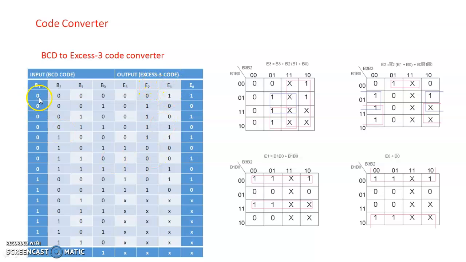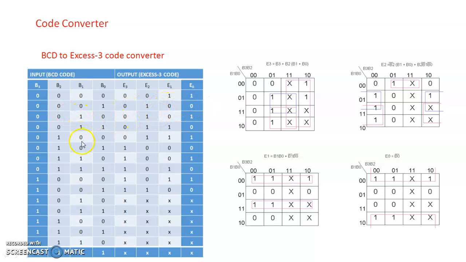So the first input is 0, 0, 0, 0. B3, B2, B1, B0 are the inputs and E3, E2, E1, E0 are the outputs. When we apply the input 0, 0, 0, 0, in XS3 code converter we have to add 3 to this input number. So when we add 3 to this number, we will get 0, 0, 1, 1. In the same way, the next input number is 0, 0, 0, 1, which is the number 1. When we add 3 to number 1, we get the answer 4. The binary of 4 is 0, 1, 0, 0.